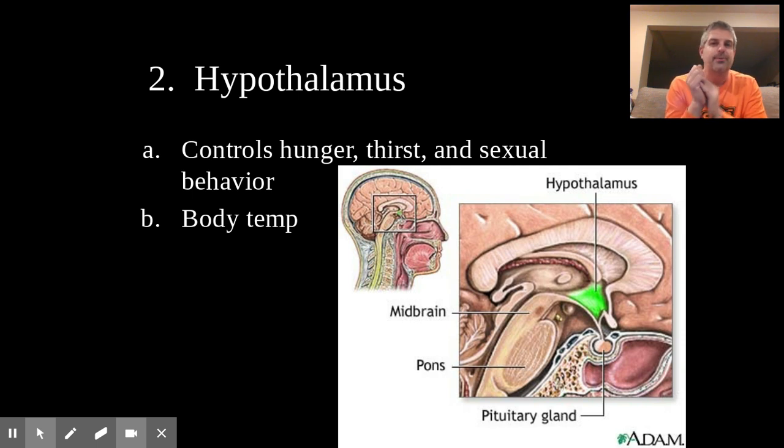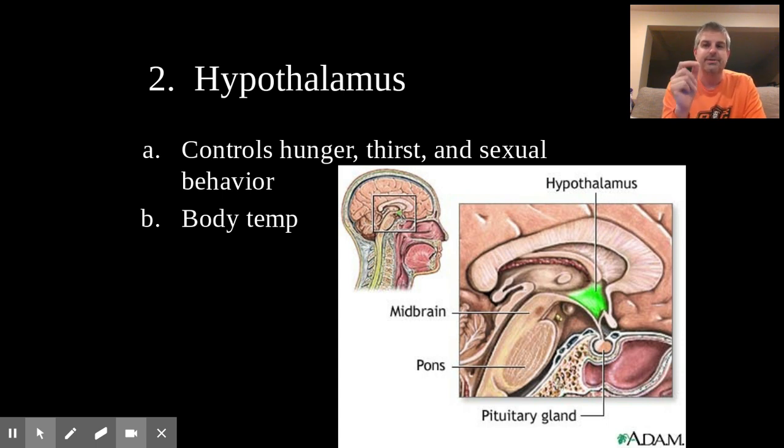Just to let you guys know, they have severed the part of the hypothalamus that sends the hunger signal on little rats. And these rats will not eat because they don't feel hungry, and they actually end up starving. Then they will actually cut the part of the hypothalamus that sends the full signal.